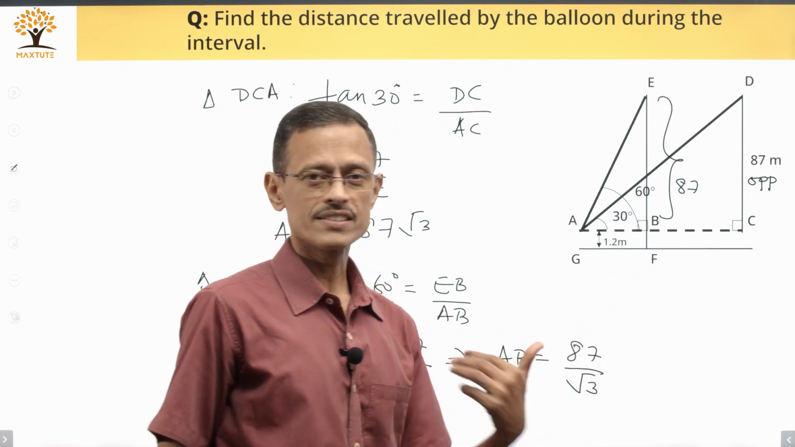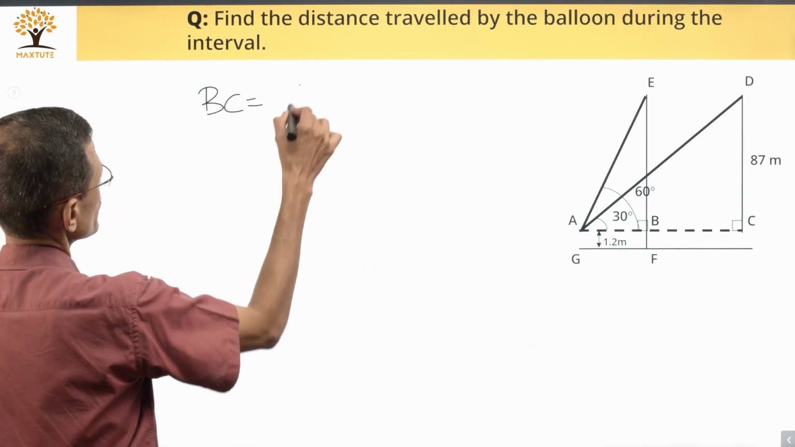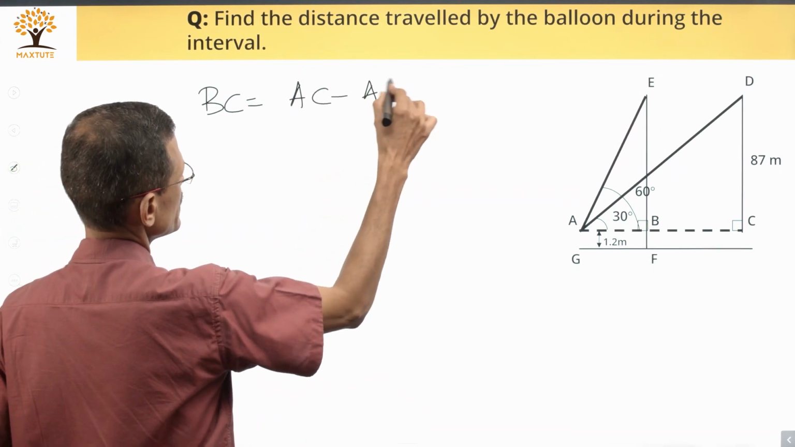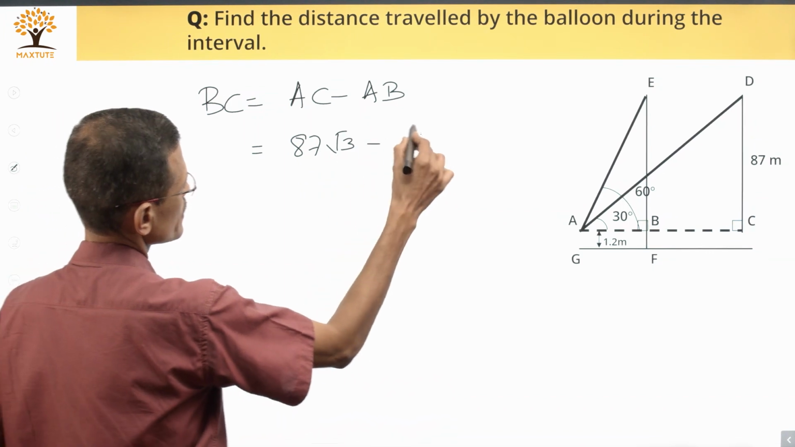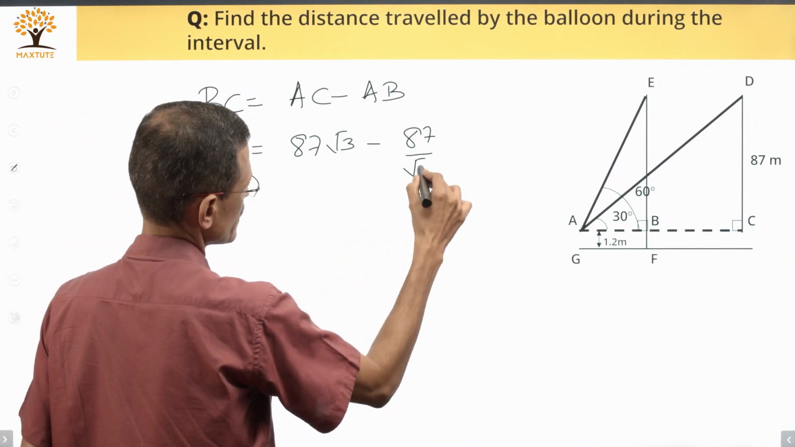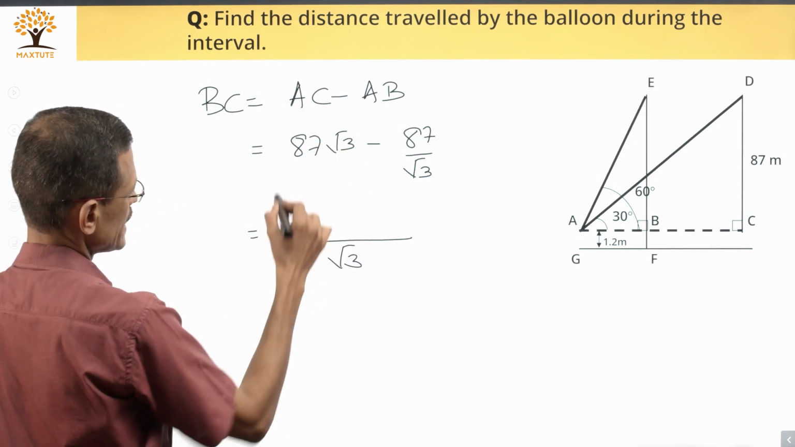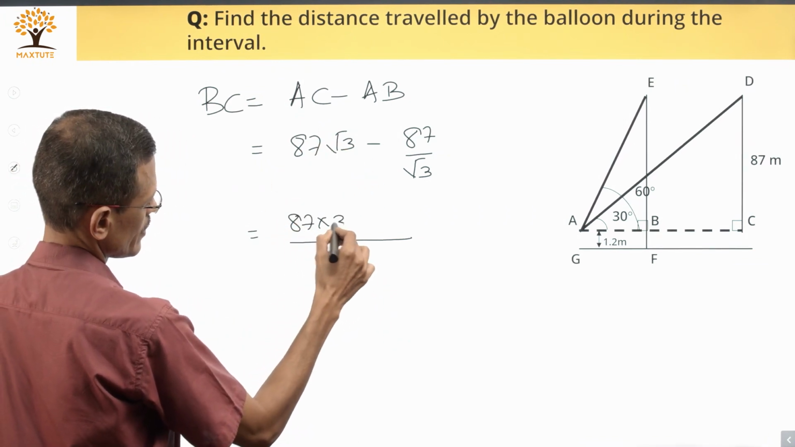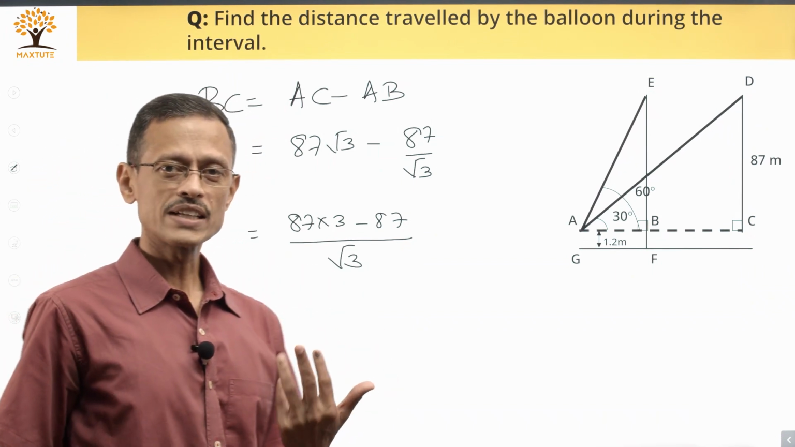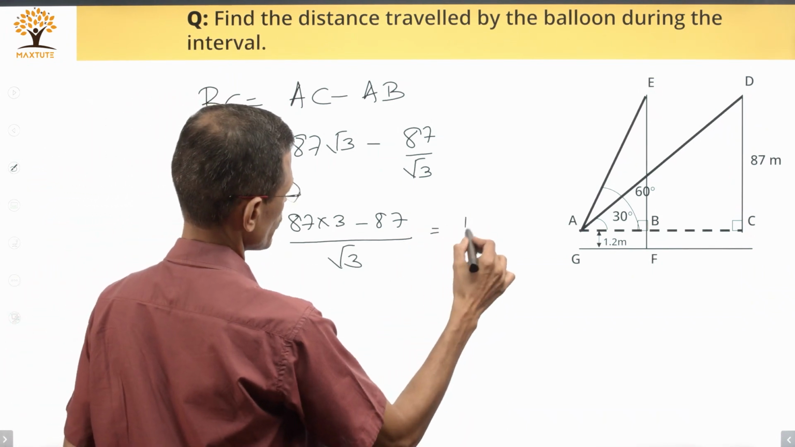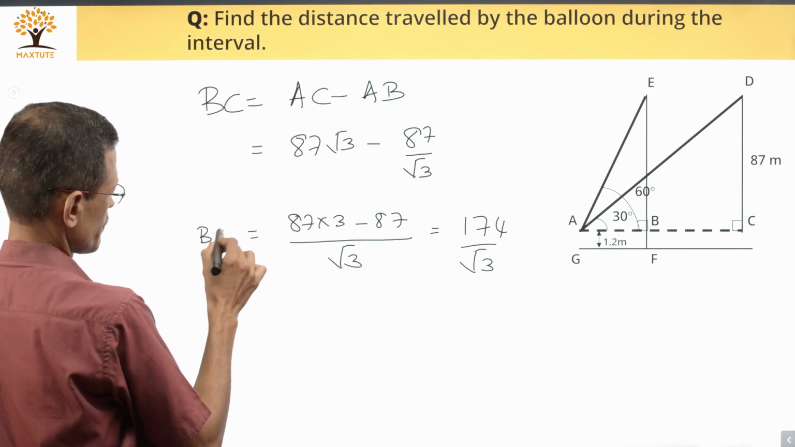So, BC is equal to the difference between these two, right. So, BC is equal to AC minus AB. AC is 87 root 3, AB is 87 divided by root 3. Take root 3 as a common denominator. So, we will have 87 times 3 minus 87, which is nothing but 2 times 87. 2 times 87 is equal to 174. 174 divided by root 3 is the value of BC, right.